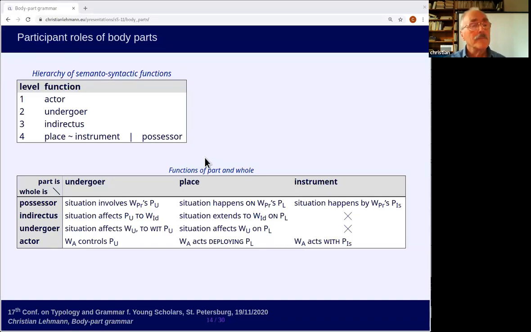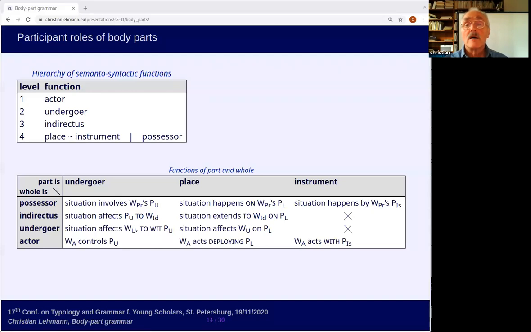In this diagram, possessor designates the macro role of a noun phrase that directly depends on a nominal head in a possessed nominal. So it's not the generic semantic role of a possessor in a possessive relation, but that semantosyntactic macro role, more specifically.